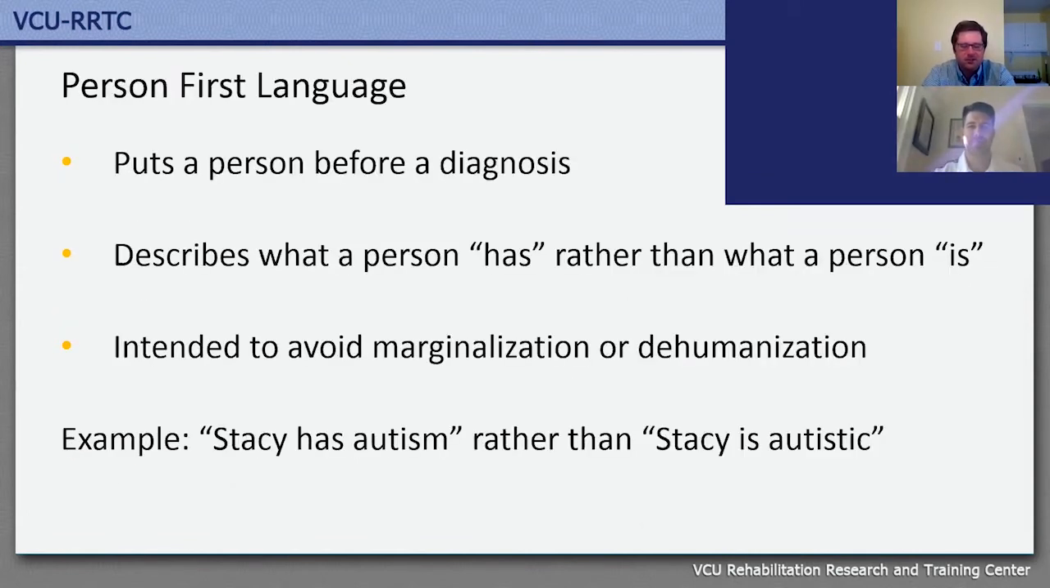Person-first language emphasizes the individuality, equality, and dignity of people with disabilities. Rather than defining people primarily by their disability, person-first language conveys respect by emphasizing the fact that people with disabilities are first and foremost just that, people. This is a way to avoid making someone's disability the only thing that comes to mind when they think of a person and humanizes them more. For example, say Stacy has autism rather than Stacy is autistic to emphasize that autism is only one part of who Stacy is.